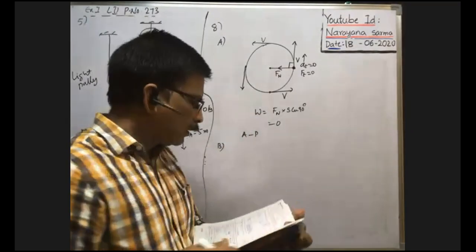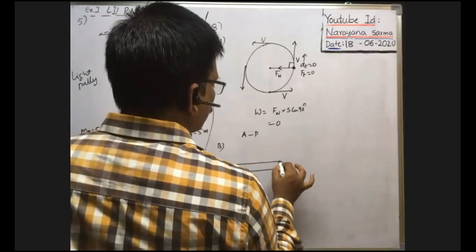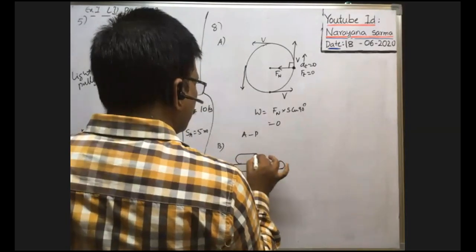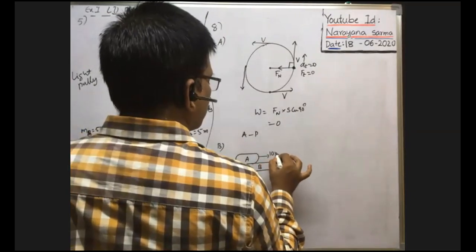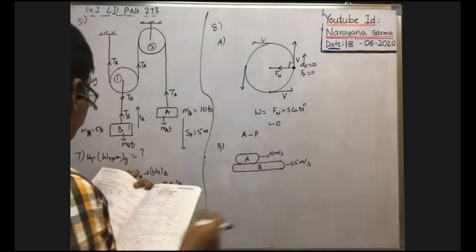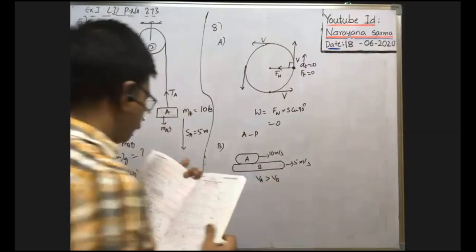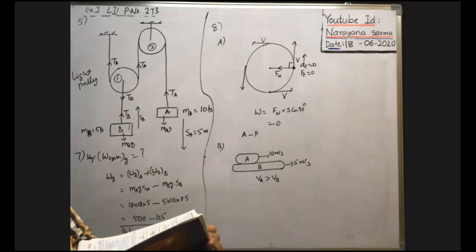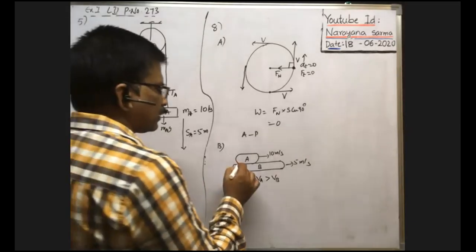Next, B. Here one block is kept on the smooth horizontal floor. This block is B, over which another block A is kept. This block moves with a velocity of 10 meters per second and this block moves with a velocity of 5 meters per second. It is very clear that the velocity of A is greater than the velocity of B. Now, work done by friction on block B: is it positive or negative? Here it is the rough surface.